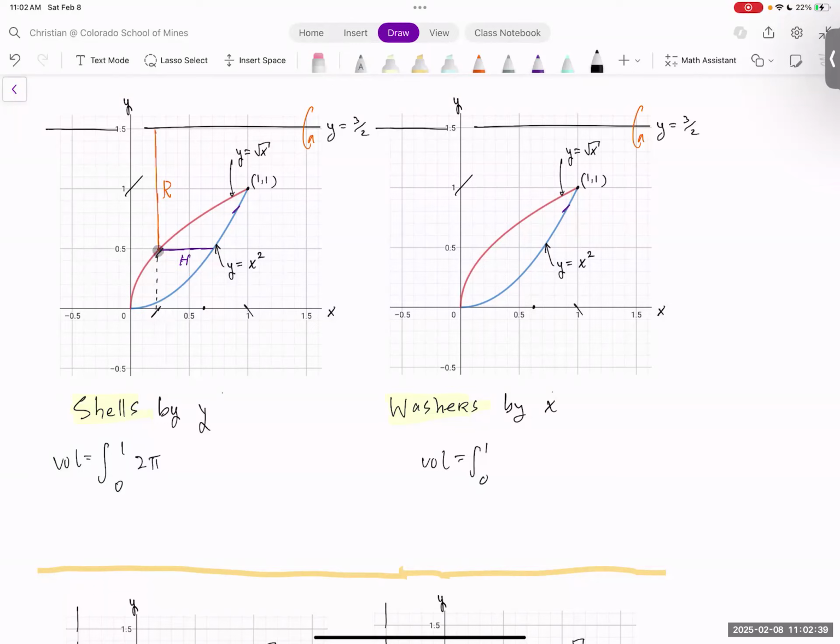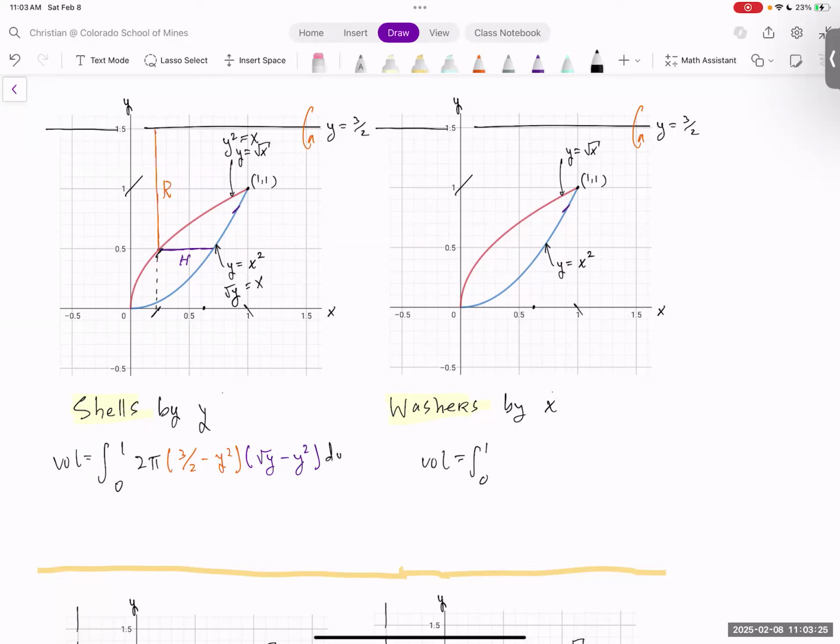And that curve is, let's see, y equals root x. If we solve for x, x equals y squared. So our radius is 3/2 minus the curve height, y squared. The height is right curve minus left curve. The right curve is x equals root y, so we have root y minus this curve, and that curve is y squared dy.